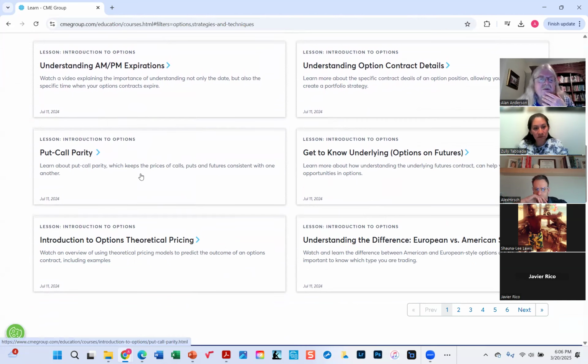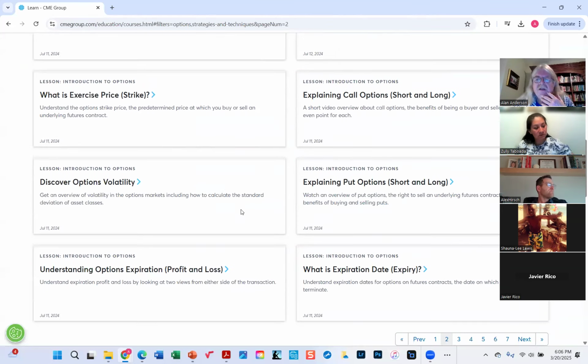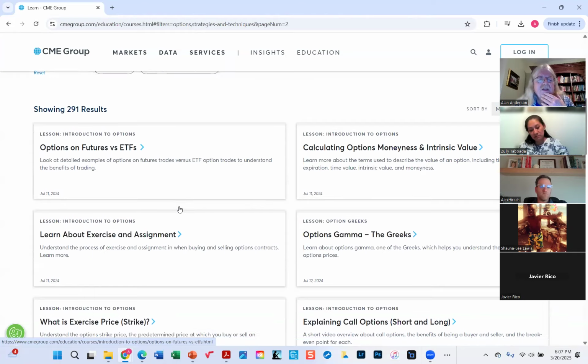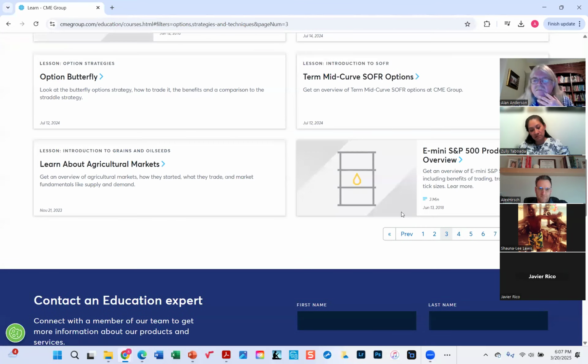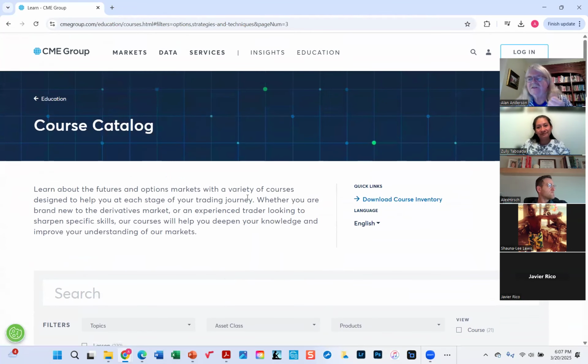Some of these are very simple, of course. Here's put-call parity, which we'll be looking at tonight. And oh, there's all kinds of them. Oh my God. So if you're trying to learn for your job, for example, this would be a perfect way to get a lot of good background in a hurry. So it's there if you want it. Usually you have to pay for this stuff.